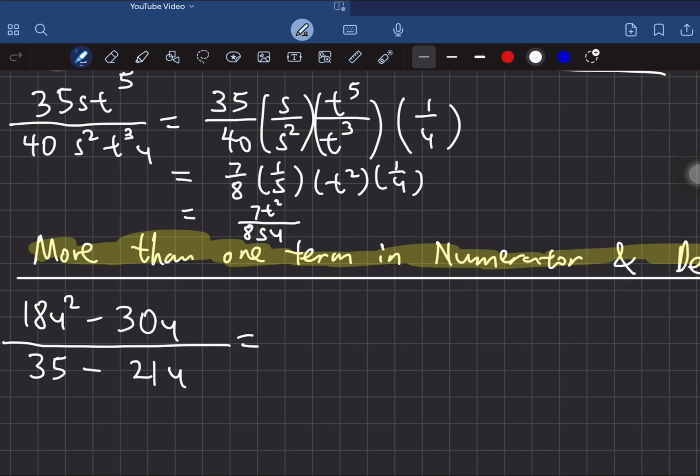Cannot. So for example, this 18U square minus 30U. First thing, U is the common alphabet. 18 and 30, we have a common factor, or the highest common factor is 6. So I have 3U minus 5. Then we do the same thing for the denominator. 35 minus 21U, I have 7. So I have 5 minus 3U.